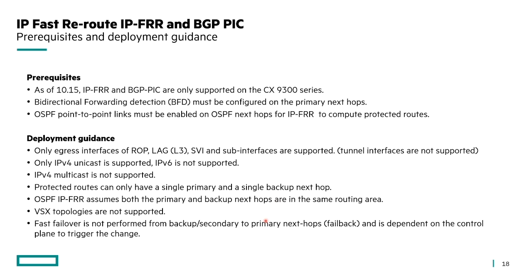and fast failover is not performed from the backup to the primary next hop. So this is the fallback. Fast failover is only from primary to the backup next hop, not from the backup back to the primary, should that primary next hop become available. It's then dependent on the standard convergence times of the routing protocol.